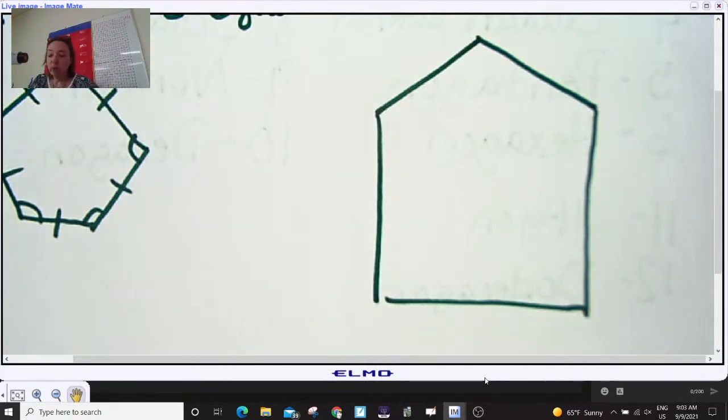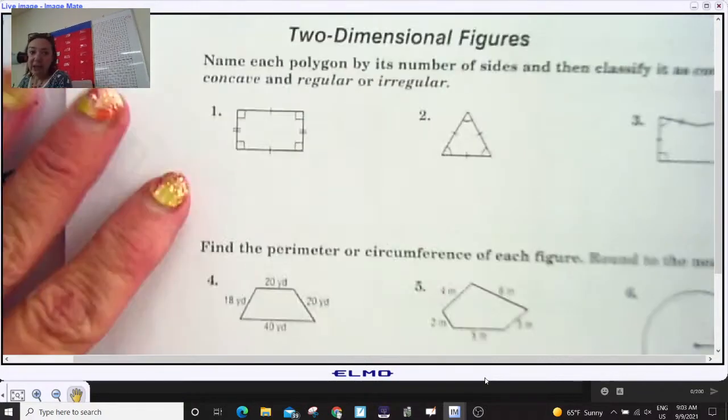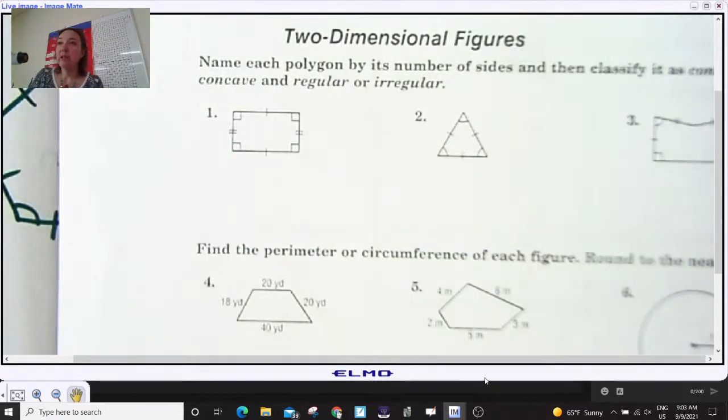So like if you look at 1.6, skills practice, number 1. And I said, classify that for me. So number 1, how many sides do we have? 4. So it's called a quadrilateral. Number 2, is it concave or convex? It's convex. Everything goes out, right? Number 3, is it regular or irregular? Irregular, because not all of the sides are the same, right?